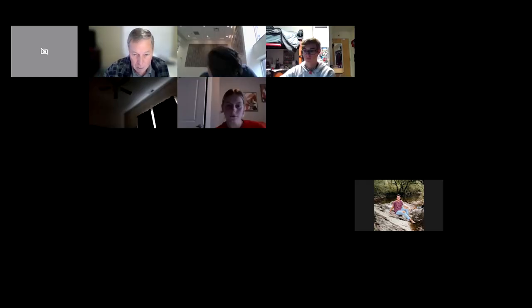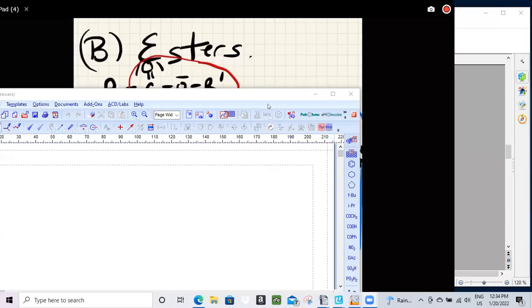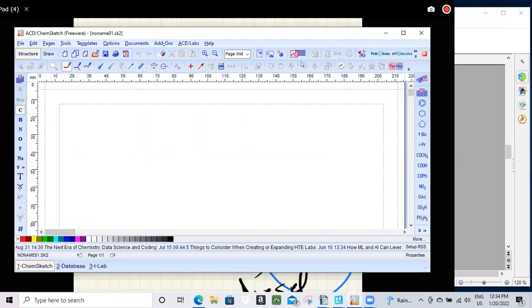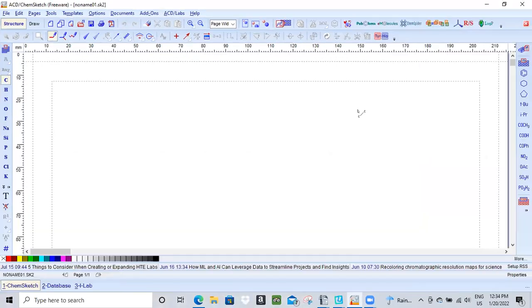Okay. Share screen. ChemSketch. Share. It's kind of small. Why is that so small? Let me see if I can make this a little bit bigger. Oh, here we go. Okay, that's better.